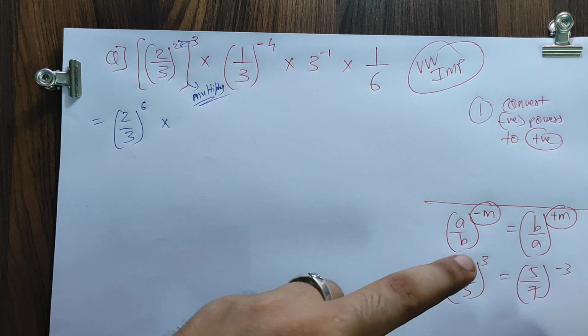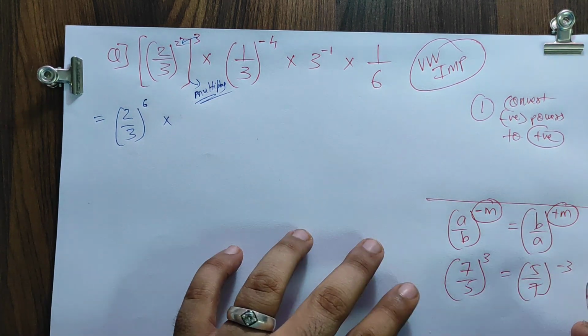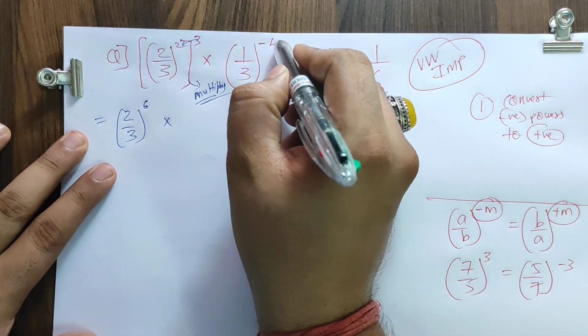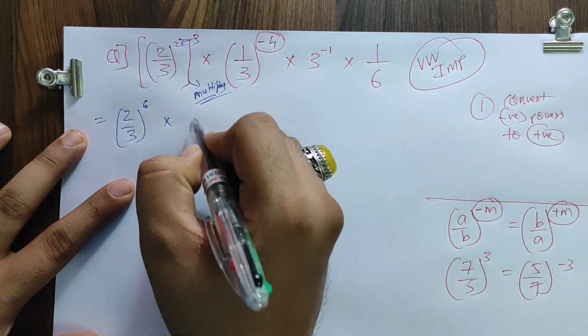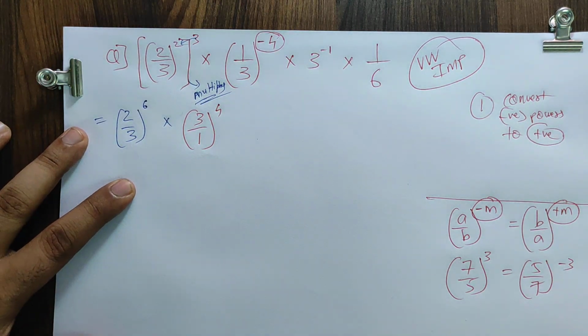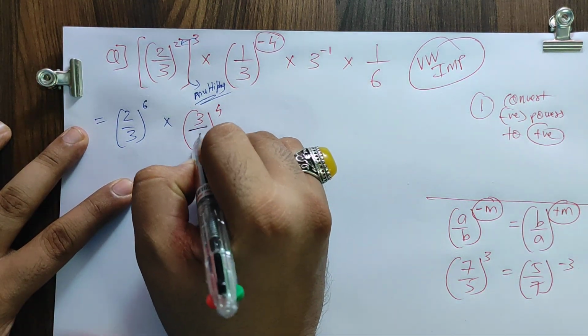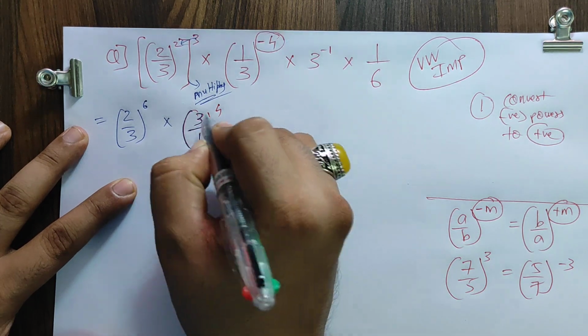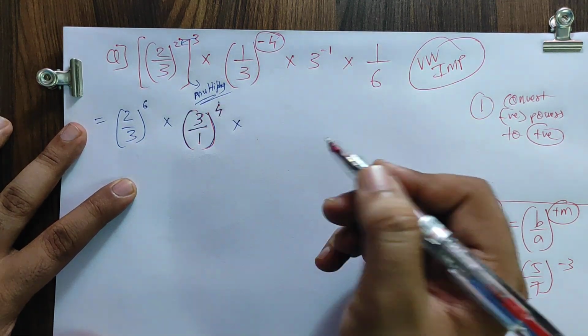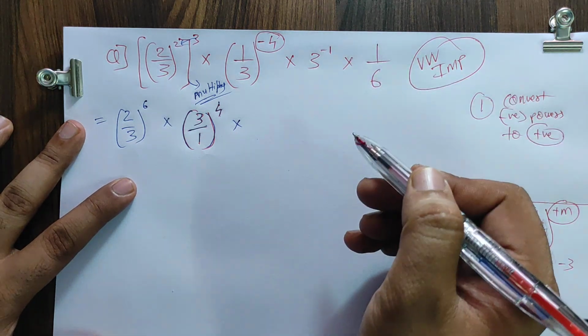So if we flip the fraction, the sign of the power changes: plus becomes minus, minus becomes plus. Here it is 1/3 but the sign is -4, so if I flip it, this becomes 3/1, and it becomes +4, right? Basically there is no need to write 1 in the denominator, but I'm writing it just to explain. Multiplied by 3 raised to -1. This is 3 raised to -1.